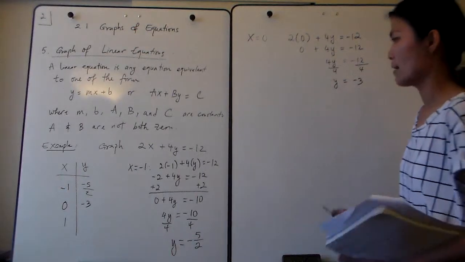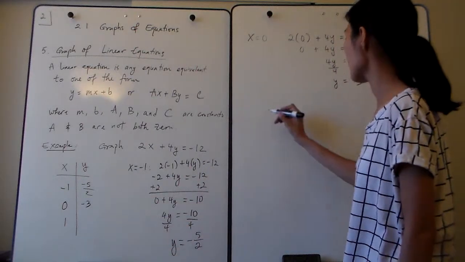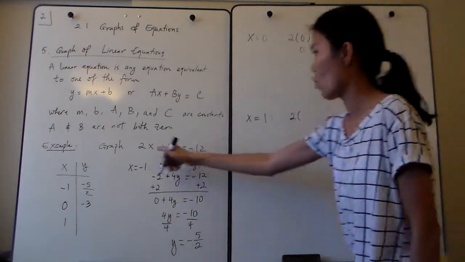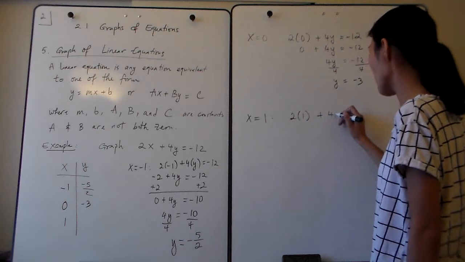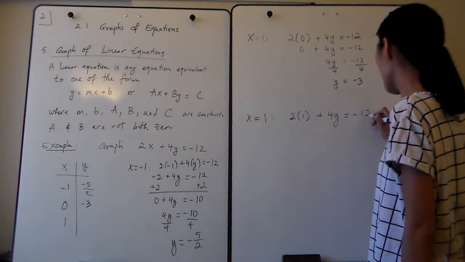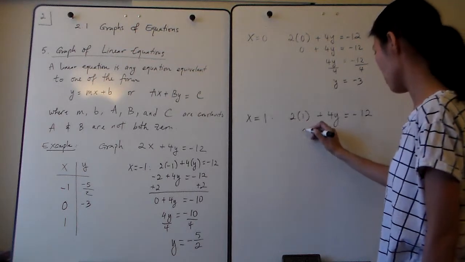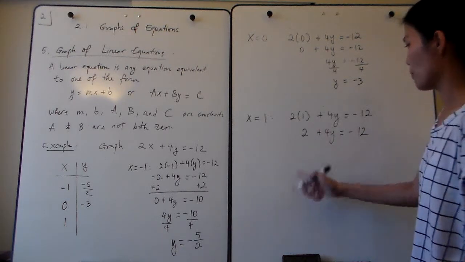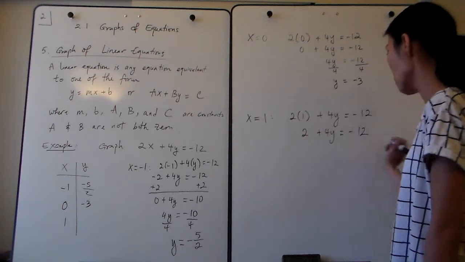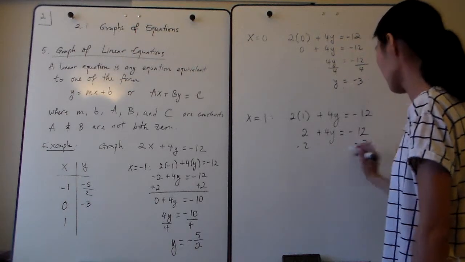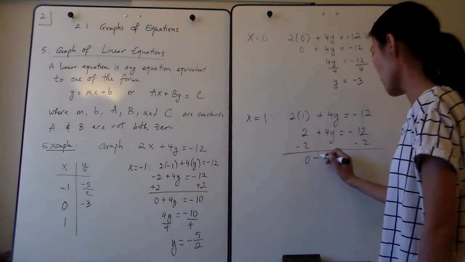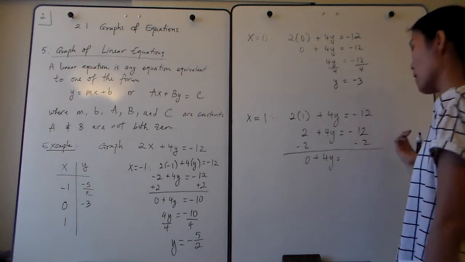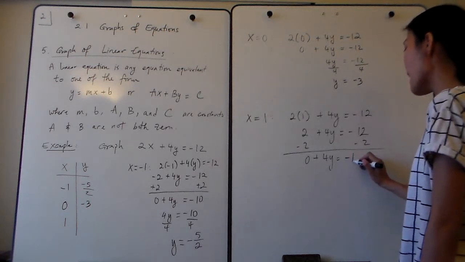Okay? And then we take x equals 1, right? So let's substitute x equals 1 into the equation. 2 times 1 plus 4 times y equal to negative 12. Simplify, we have 2 plus 4y equal to negative 12. Solve for y, so we need to eliminate this constant term, so subtract 2 on both sides. 2 minus 2 is 0, plus 4y. Negative 12 subtract 2 is negative 14.